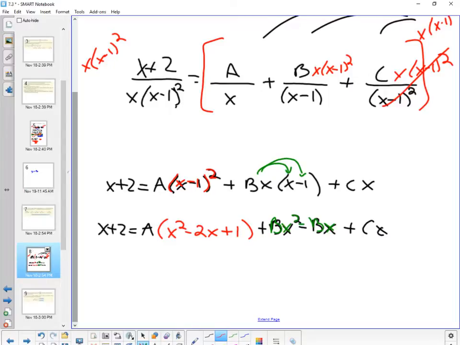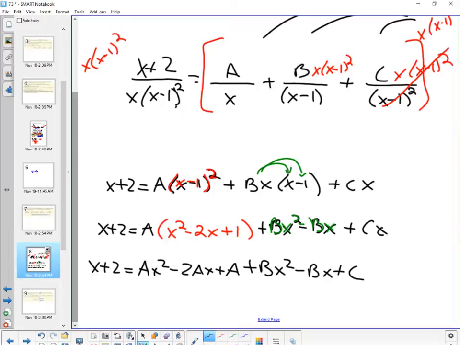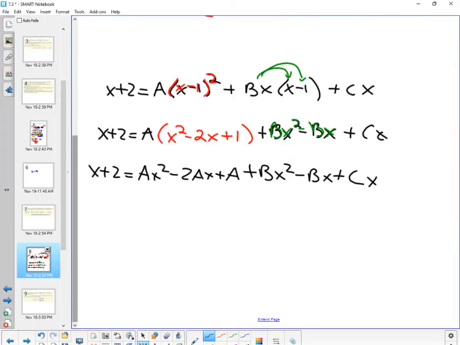Should I go to the next step? All right, cool. So here we go. I'm going to just FOIL out. I think that's all I can do really, is FOIL out the red part. So I've got x plus 2 is equal to ax squared minus 2ax plus a plus bx squared minus bx plus cx. All right, we're good?